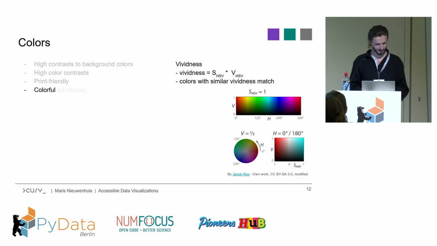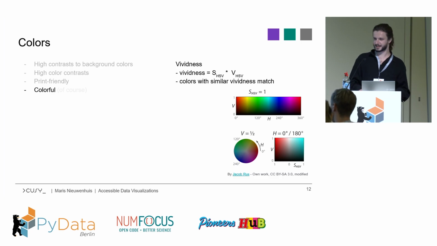And now I've talked about colorful. By that, I mean vividness. Vividness is a measurement, a calculation, stemming from the HSV color space. HSV meaning hue, the color tone, saturation meaning the strength of the color, and the value is sort of the brightness, inverse brightness. And to make colors fit together, it's nice to have a similar vividness level. So like the product of saturation and value.